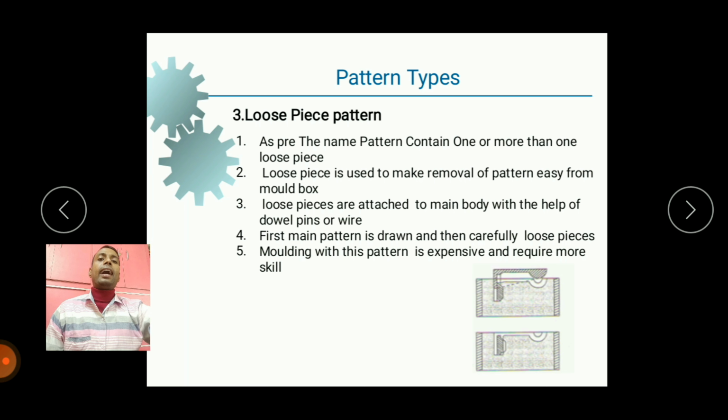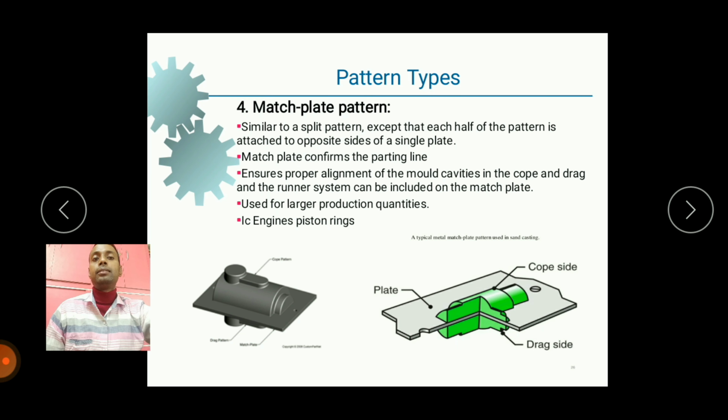Loose piece pattern. As per the name, the pattern contains one or more loose pieces. A loose piece is used to make removal of the pattern easy from the mold box. Loose pieces are attached to the main body with the help of a double pin or wire. First the main pattern is drawn and then the loose piece carefully. Molding with this pattern is expensive and requires more skill.